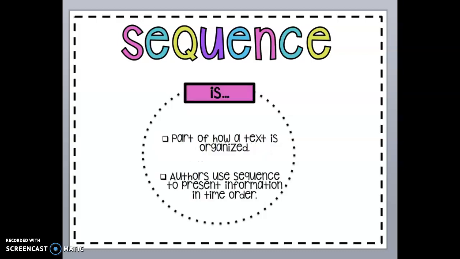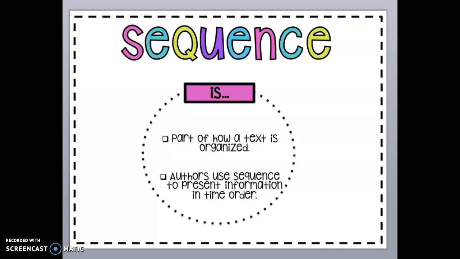Now, what exactly does sequence mean? Sequence is a part of how a text is organized. So think about your life and how your life is organized. You were born at birth, and now you're about 9 or 10. There was a sequence of events that led from the time you were born all the way till today.